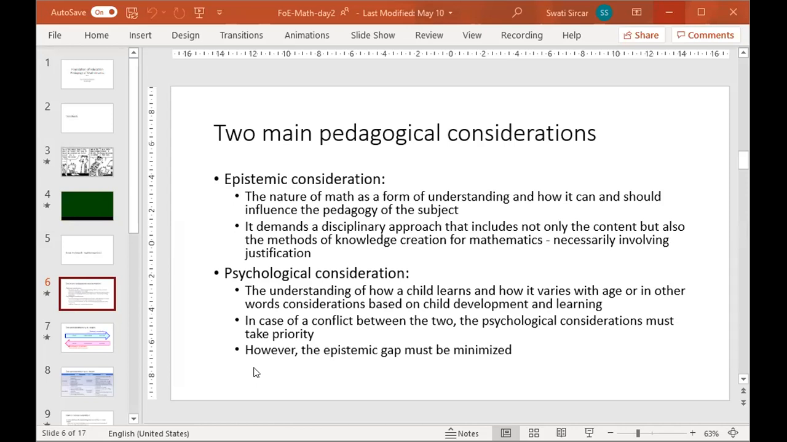Now, the exciting part, the part where we can bring in a lot of creativity, and people have been doing it, and trust me, it is fun, is whenever there is this clash, how can we minimize the epistemic gap so that later on it doesn't create problems?